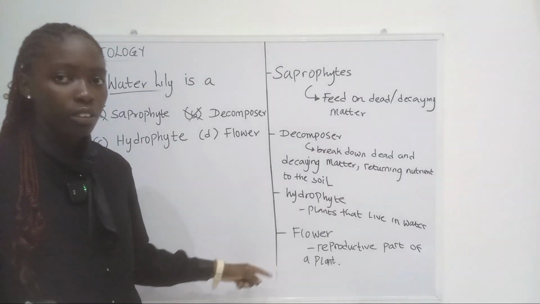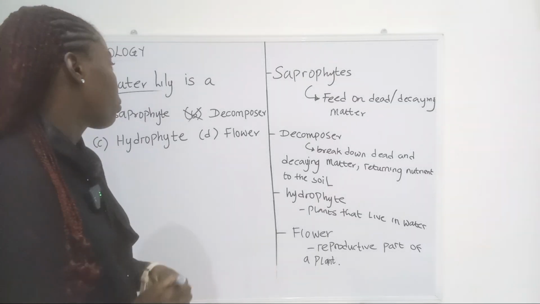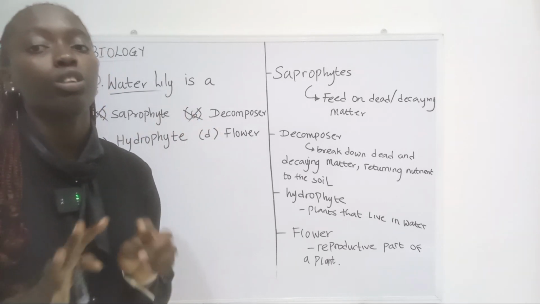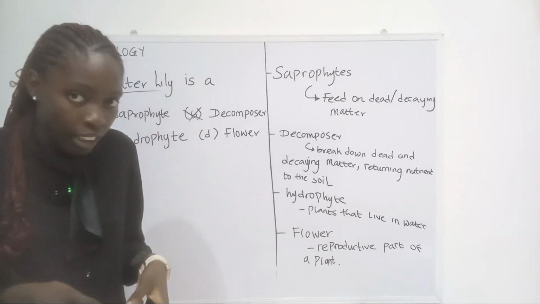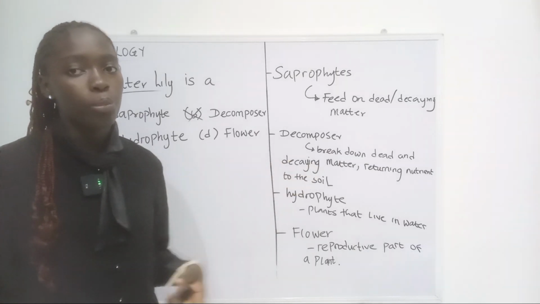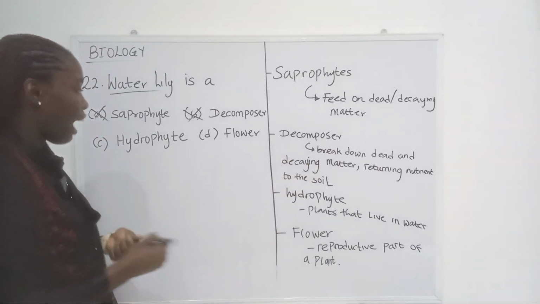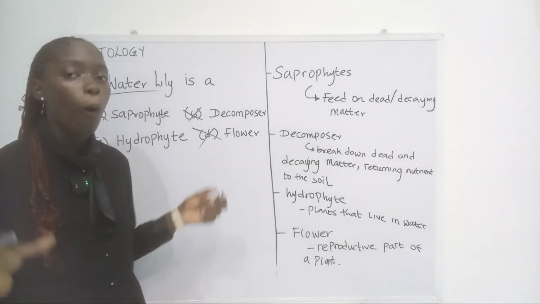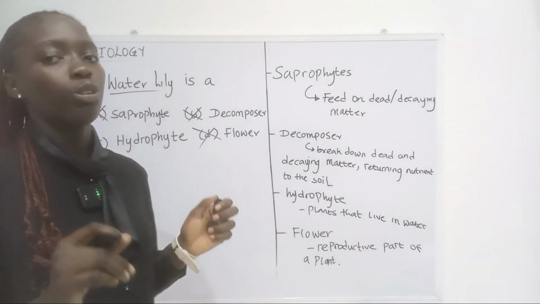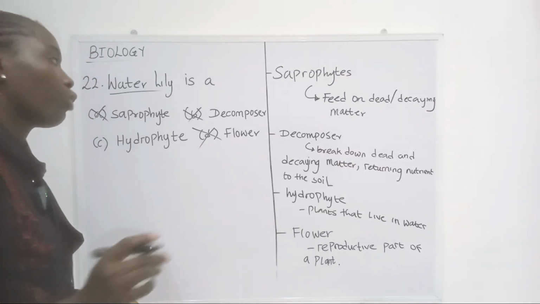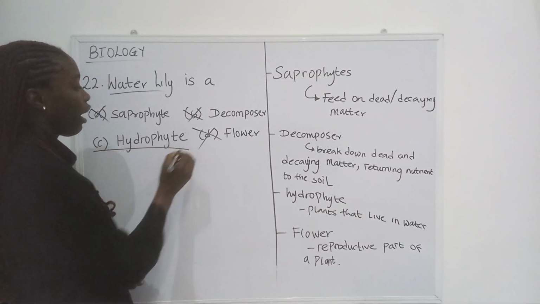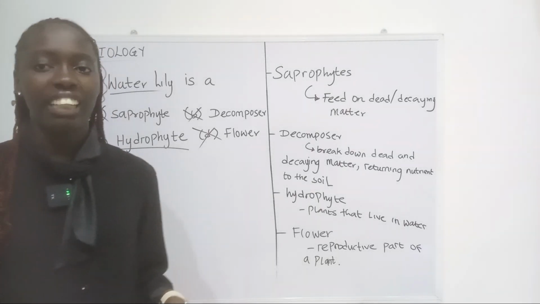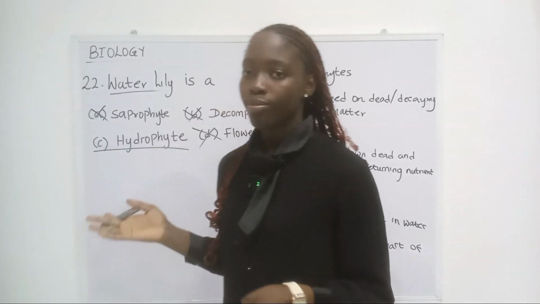The fourth one, flower. Now water lily refers to the whole plant. So yes, there are flowers there, but there are also other components of the plant. So the reason the answer is not going to be flower is because water lily is referring to the whole plant, not just the reproductive part. So the answer to this question obviously will be hydrophyte. Water lily is a hydrophyte. That is the answer. Option C.